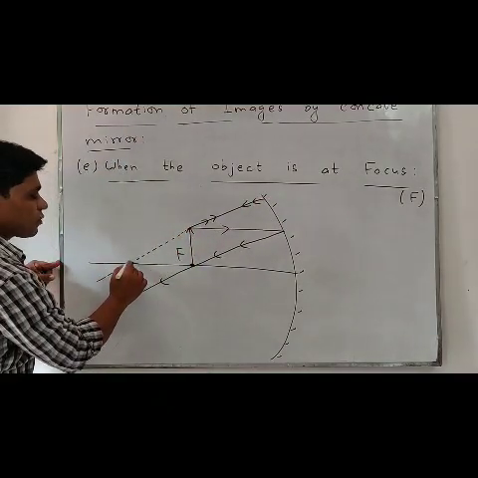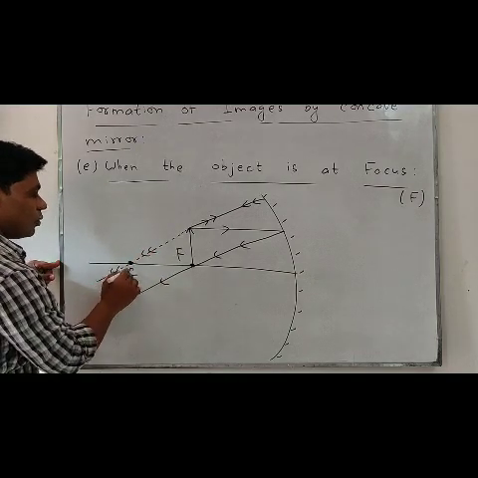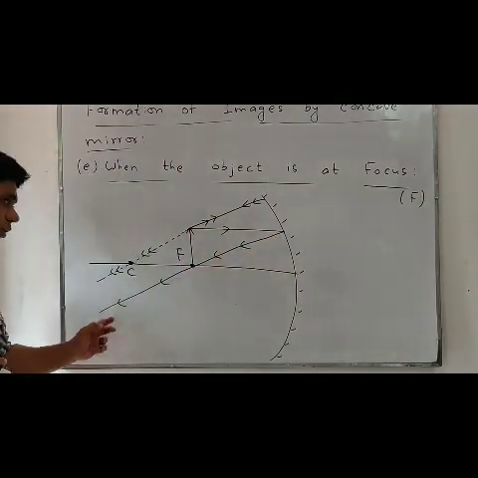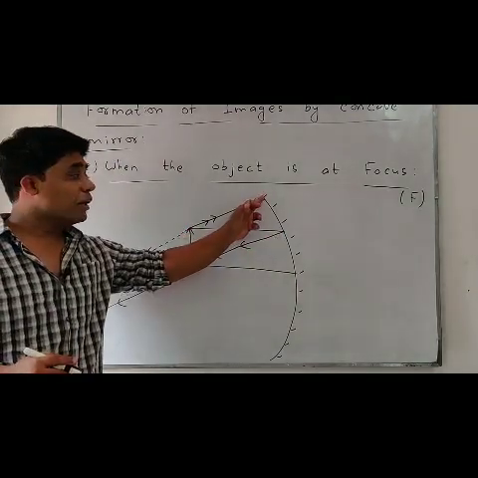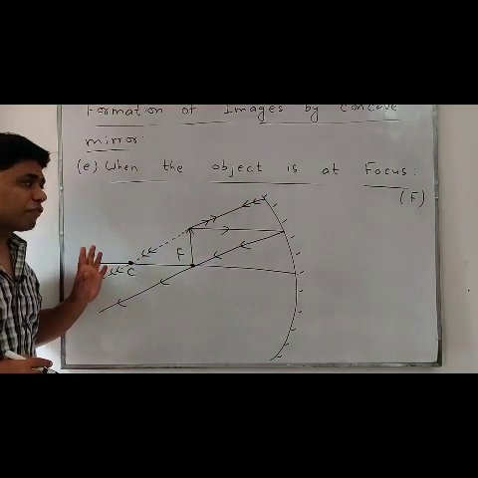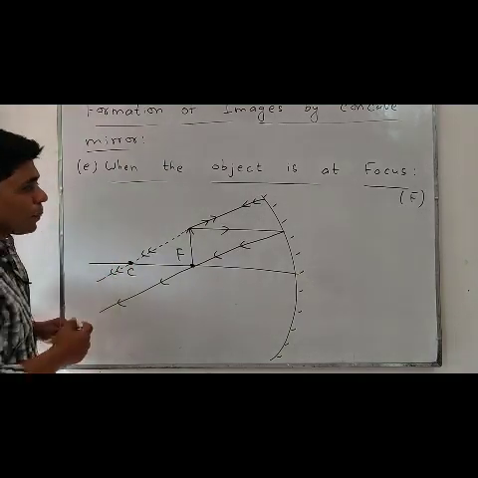Why? Because it passes through the center of curvature. So this will be a double arrow. Look one more time. A ray is incident, it gets reflected. Another ray is incident, it gets reflected in the same direction. Why? Because it is passing through the center of curvature. Whenever a light ray passes through the center of curvature, it will reflect in the same direction.